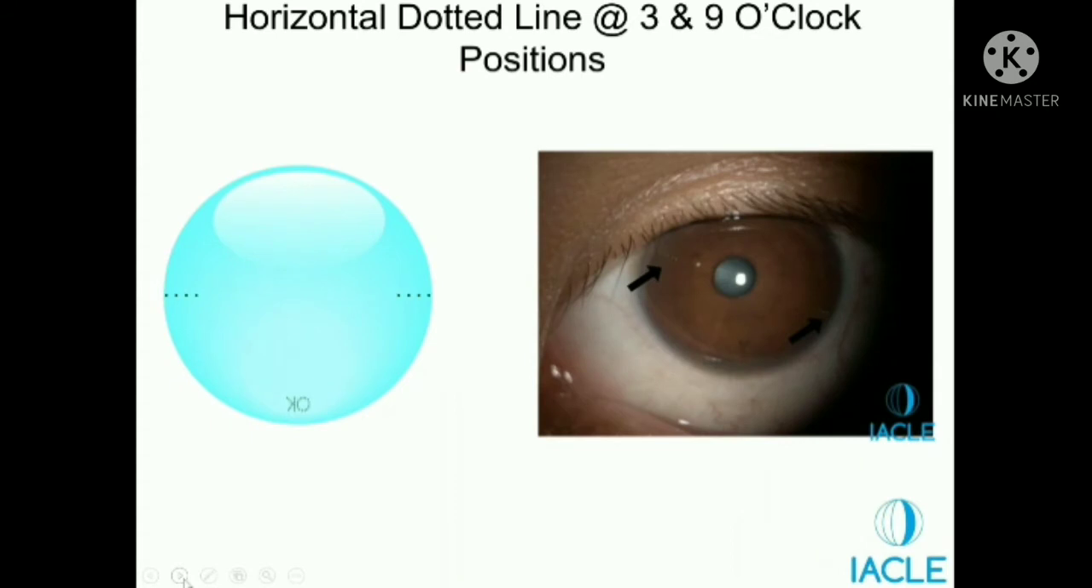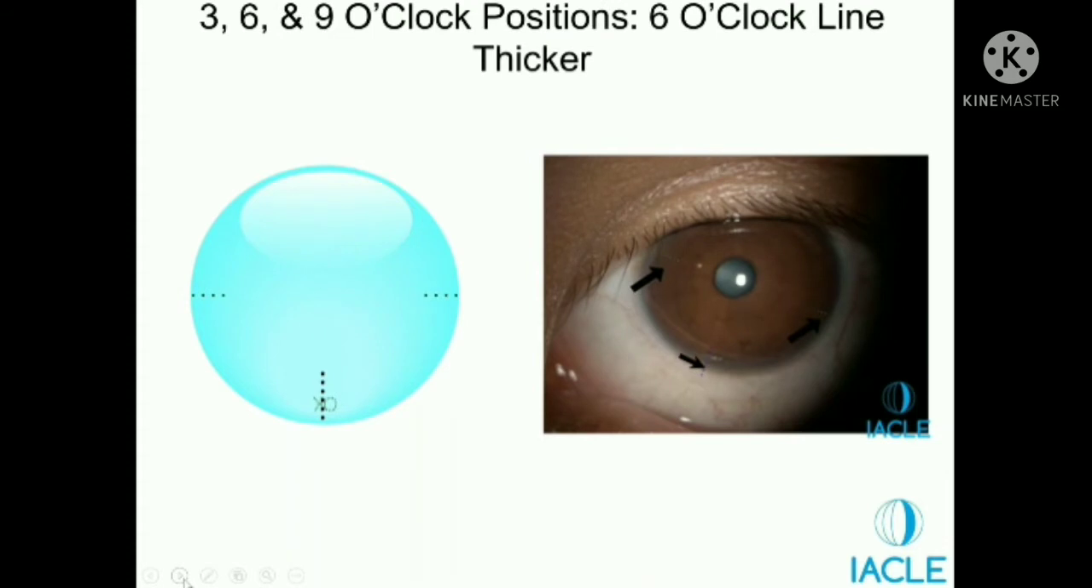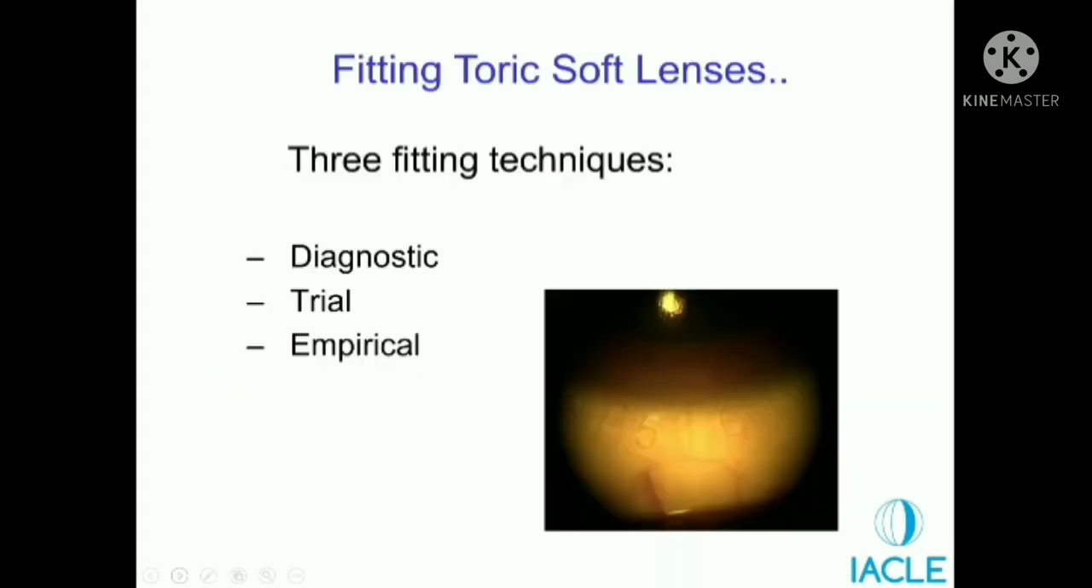Now, some may have dotted lines at 3 and 9 o'clock position. Some may have dotted lines at 3, 6 and 9 o'clock position. This depends on the brand of lens that you are ordering. With different manufacturers and different brands, these scribe marks are at different positions. But with every toric contact lens, there will be scribe marks because you want to know how the lens is settling on the eye.